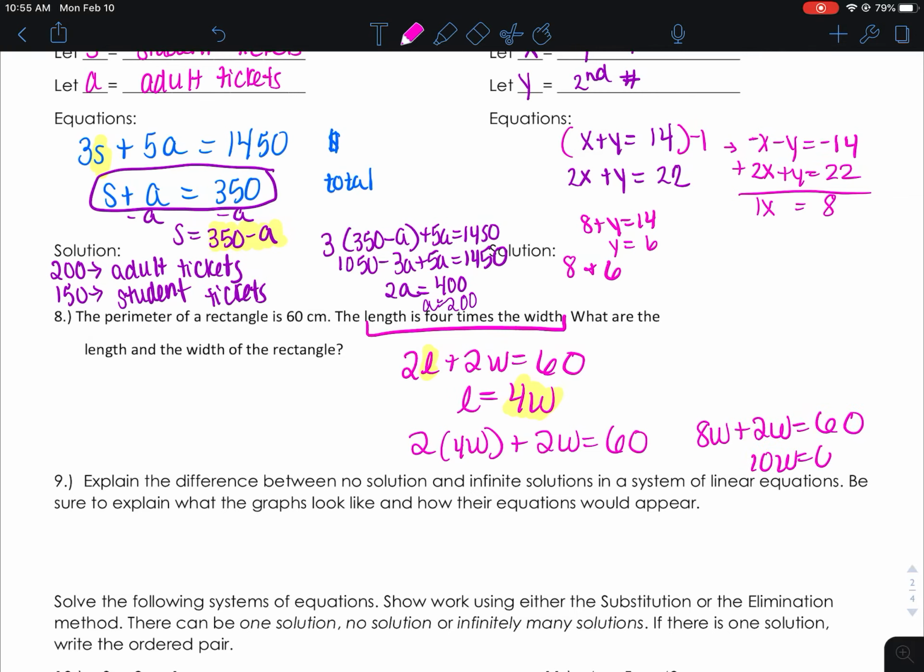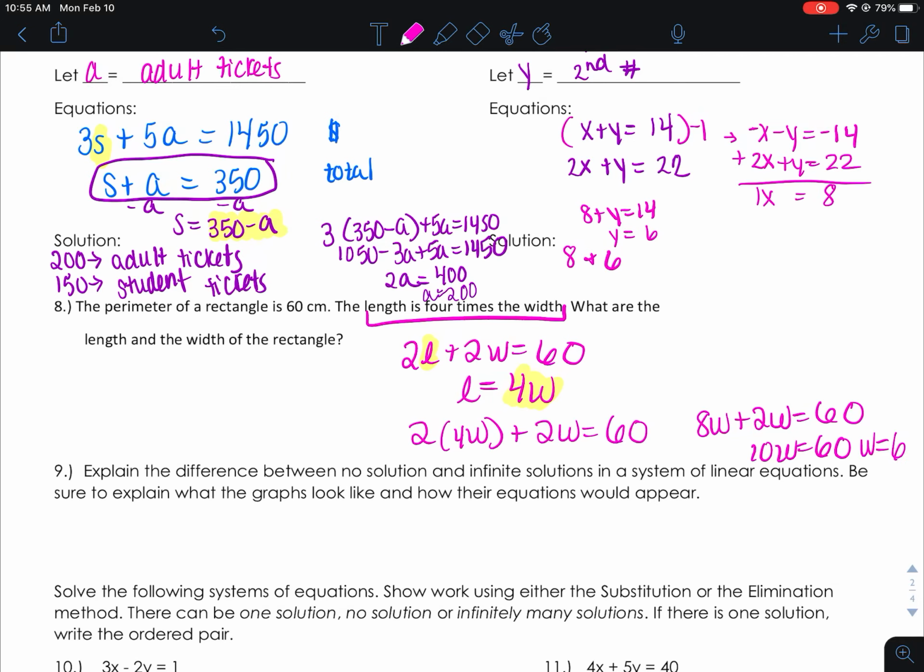So W is equal to 6. And since the length is 4 times the W, that means the length is going to be equal to 4 times 6, which is 24. So the width is 6, and the length is 24.